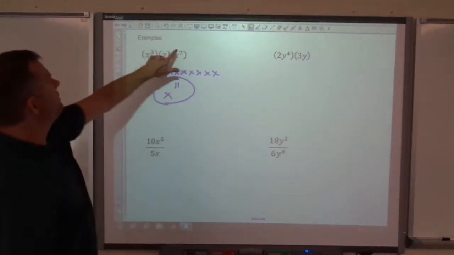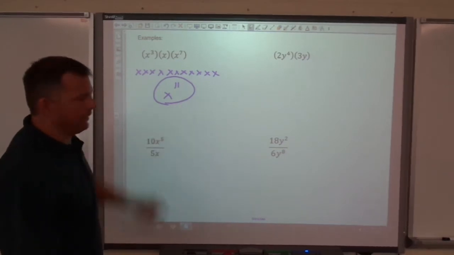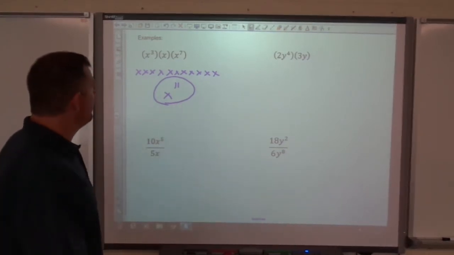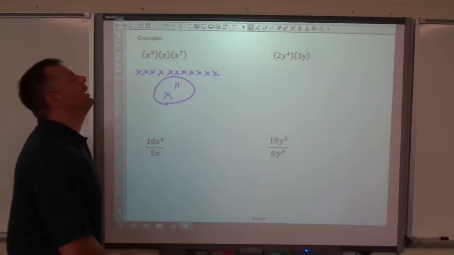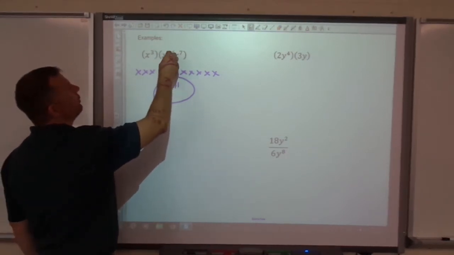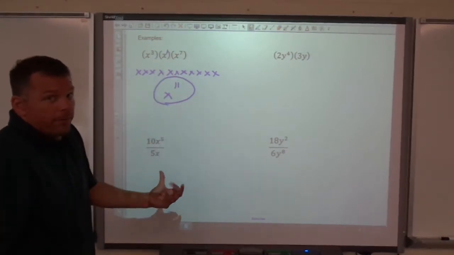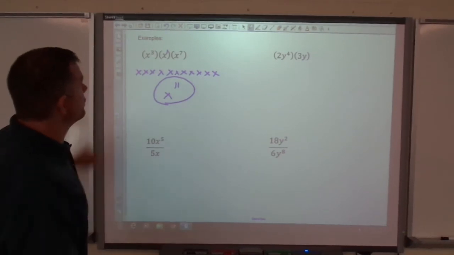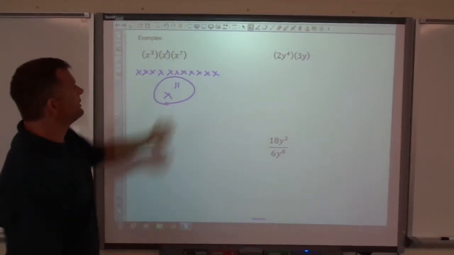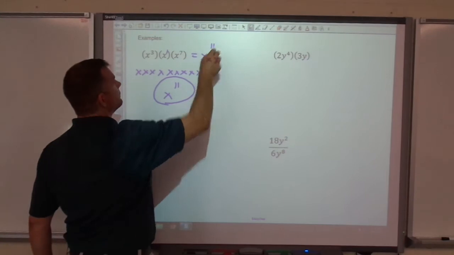But wait, if I go 3 plus 7, that's only 10. How come it's 11? Remember, if we don't have an exponent on it, it's not 0. There's always a 1, because there's one of them. So there's always a 1, make sure. So you could just go 3 plus 1 plus 7 is 11.